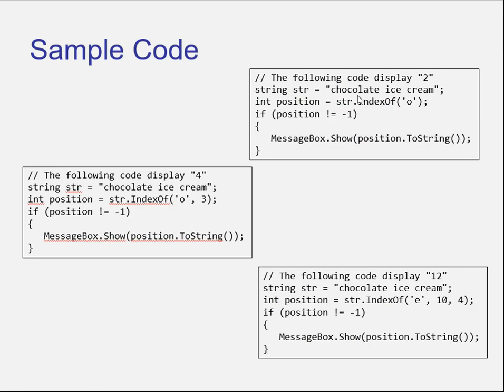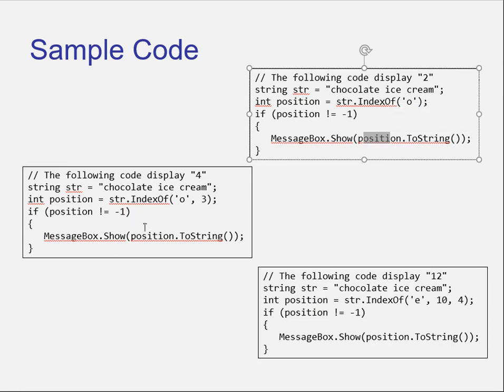All right, here's a fairly easy one. Chocolate ice cream. Let's look for the letter o. There's no other arguments. It just says where's the index of. So it starts here at 0. It goes 1, 2. Oh, it found the letter o. So it's going to return back the number 2. That's the position of where that particular one is.